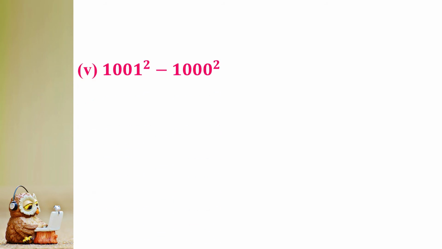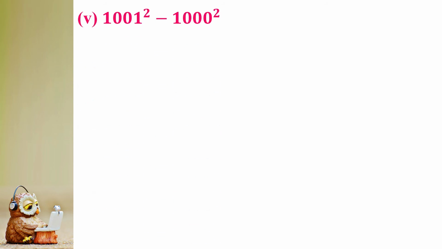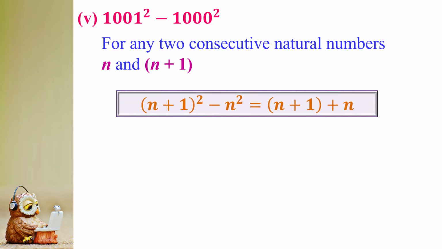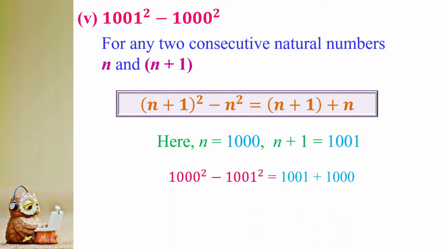Next sum. 1001 squared minus 1000 squared. For any two consecutive natural numbers n and n plus 1, (n plus 1) the whole squared minus n squared is equal to n plus 1 plus n. Here n is 1000 and n plus 1 is 1001. Now it can be written as 1001 squared minus 1000 squared is equal to 1001 plus 1000. Here 1001 is n plus 1 and 1000 is n. So we'll get 2001.